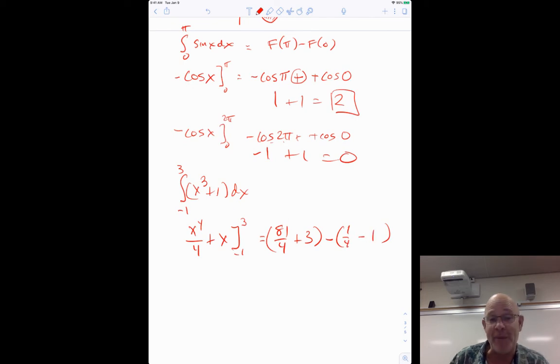I'm going to just stop there. You guys can do the arithmetic. No calculators, by the way. No calculators on these. You might have some fractions and stuff to deal with. 81 over 4 minus 1 over 4 is not too hard. It's 80 over 4. So sometimes you might have to find a common denominator.